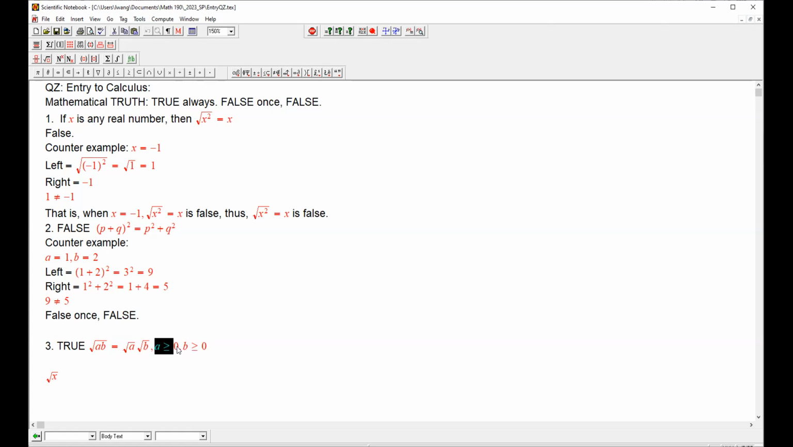The reason we can infer that is because the domain of this function is x greater than or equal to 0. That's how it relates. Number 4.